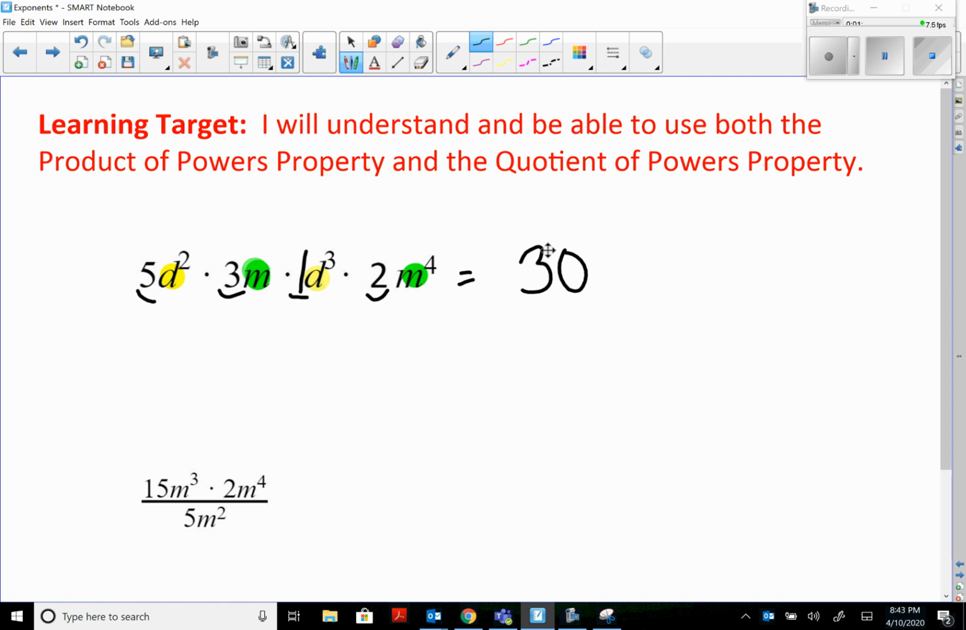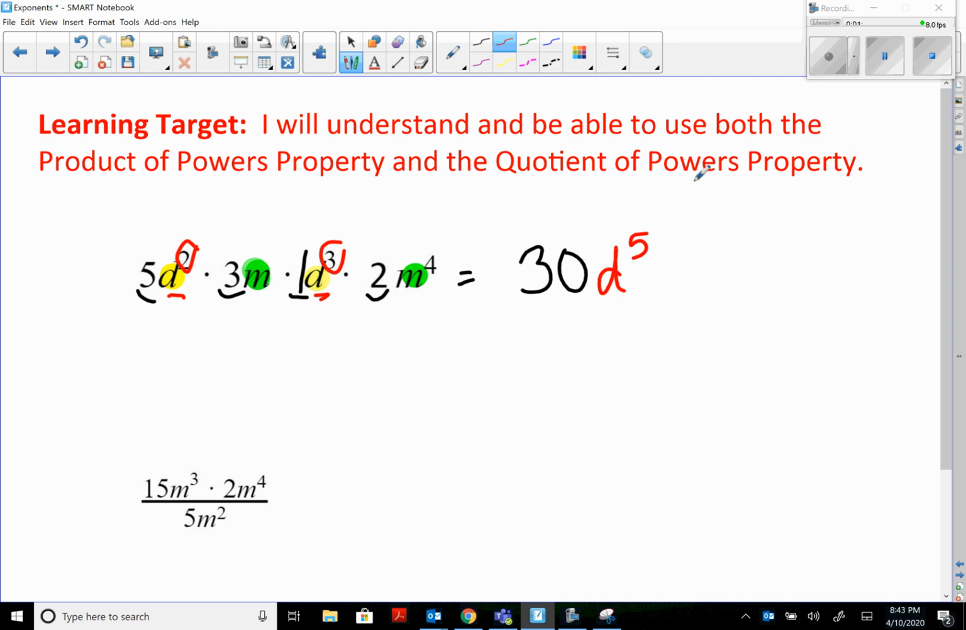Now I'm going to focus on the d's. So looking at the d's, I can see that I have a d to the second power and a d to the third power. Since I'm multiplying and since I have the same base, I'm allowed to add the exponents. And I know that 2 and 3 I can add together and I get d to the fifth power.